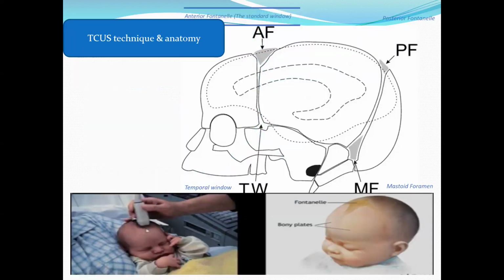Techniques and anatomy. As we know, ultrasound waves don't like gas or bone, so we have 4 acoustic windows: anterior fontanelle, posterior fontanelle, mastoid foramen, and temporal window. We will start from the standard views.